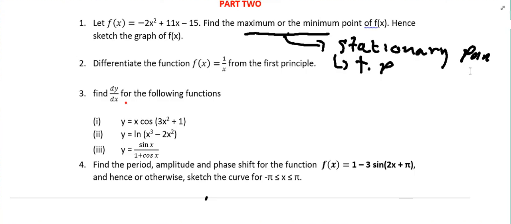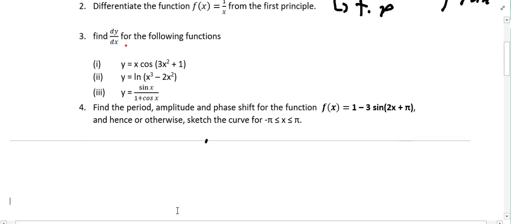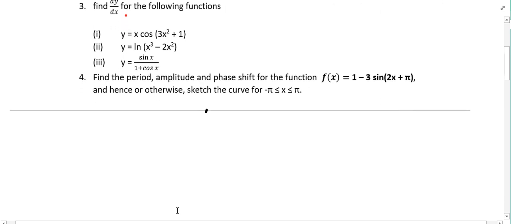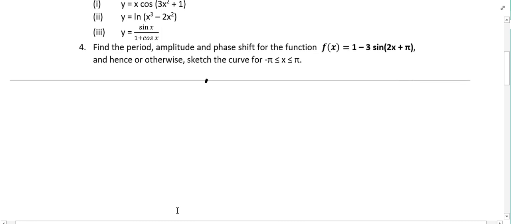Okay, so let's quickly go to question 3.2. When we go to question 3.2, they are asking us to do the same thing: dy dx. So what is the function?